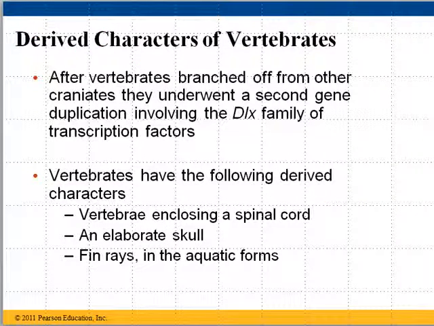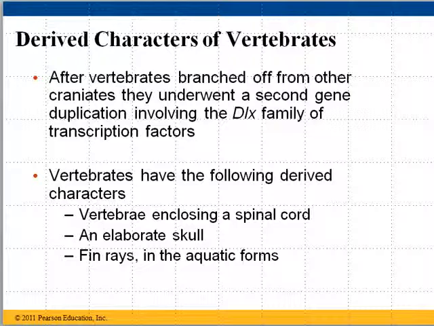Derived characters of vertebrates would include a couple of different things. After vertebrates branched off from other craniates, they underwent yet another mutation, a gene duplication involving a particular family of transcription factors. Again, we see another good example of how mutations themselves are random, but the selective pressure of natural selection is not random. It's completely non-random. It is very regimented. You have these random mutations, but then the ones that are beneficial are selected for by the environment, by the various environmental pressures, and those are the ones that end up getting passed on to future generations. So we have another example of that in the vertebrates.